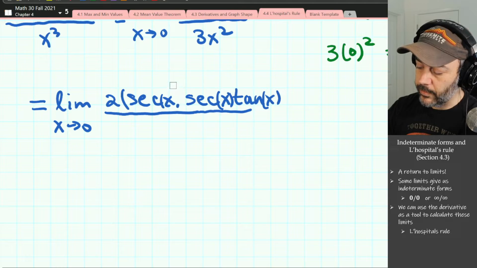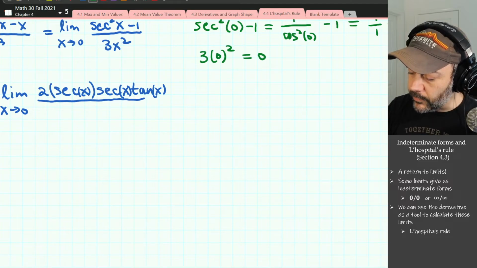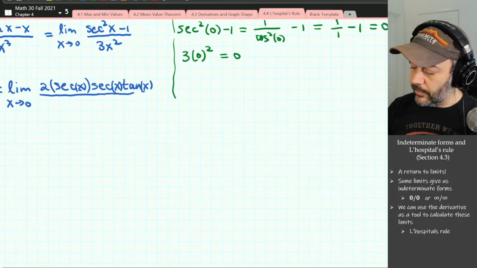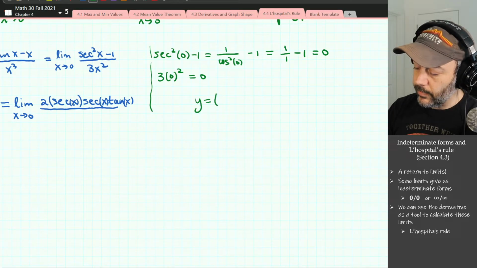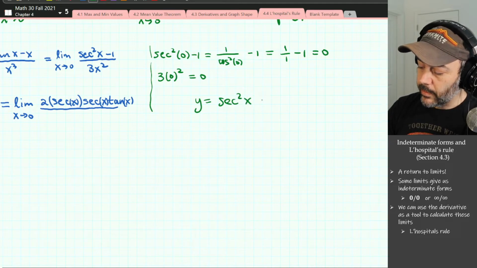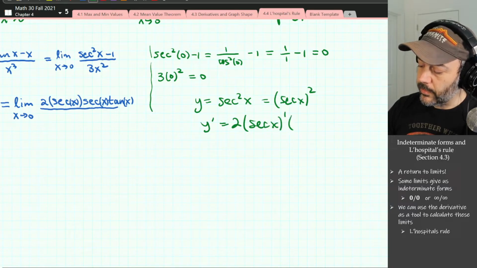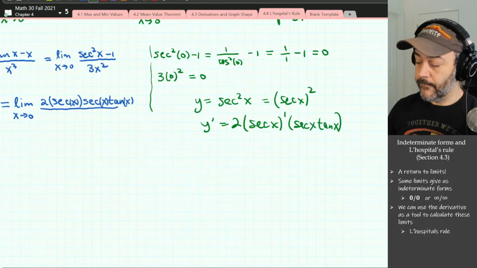Let me put another parentheses there. Okay, so just a little side note. If y equals secant squared x, that's the same as secant x all squared. So then y prime is 2 secant x to the first times the derivative of secant, which is secant x tan x. Okay, so that's chain rule.